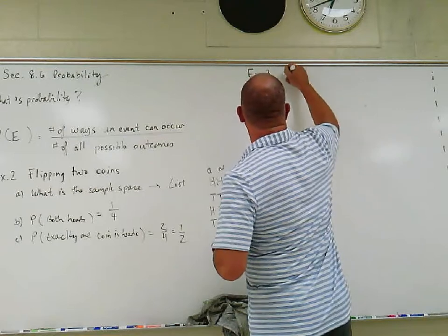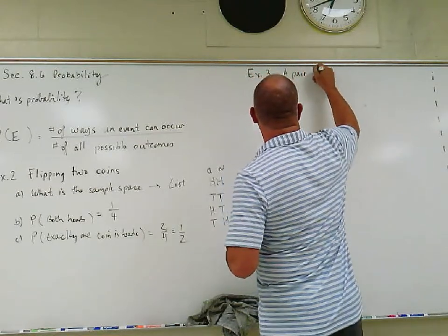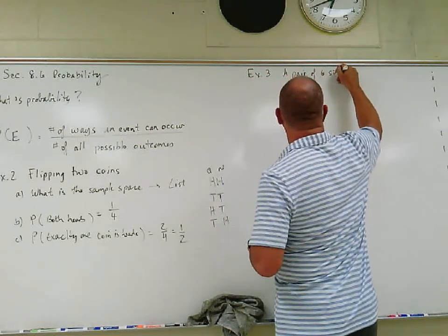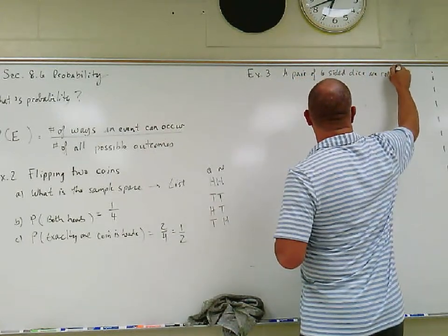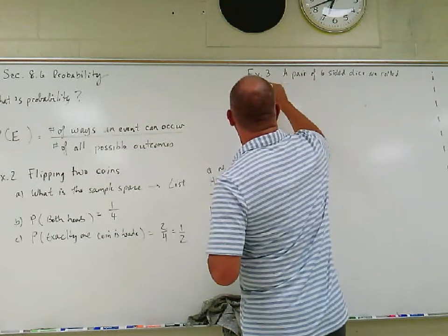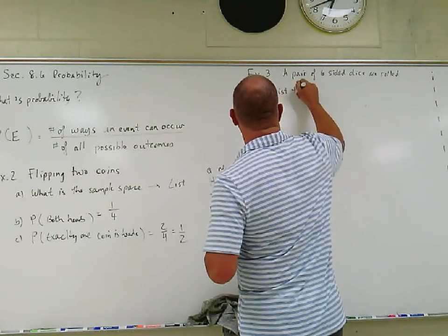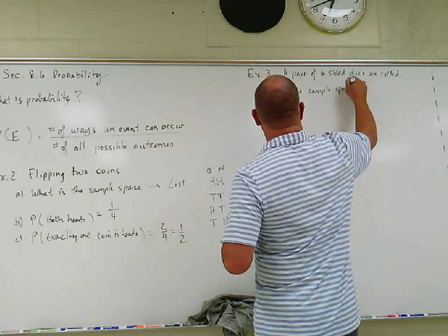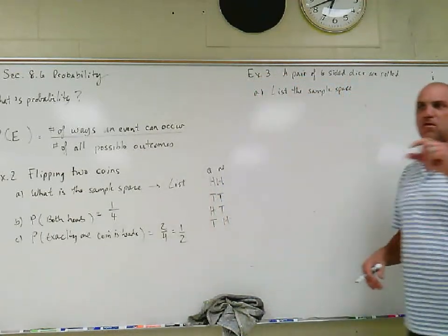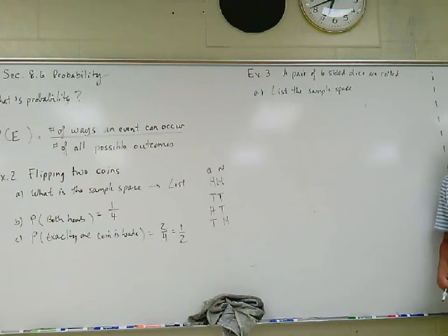Example 3. A pair of 6-sided dice are rolled. Part A. List the sample space. I'm going to need a lot of room, so let's do a little bit of it together. It might help if you think there's a red die and a green die.